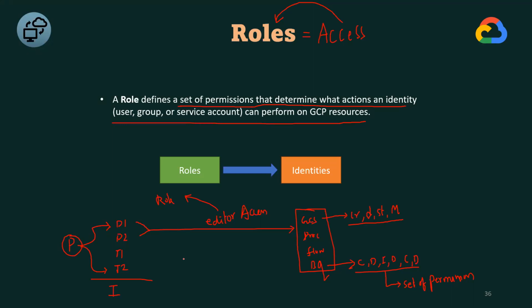BigQuery editor role, BigQuery viewer role, because the testers don't need it; it is not only one accessor. For GCS, one role will be there. Dataproc, one role will be there. Dataflow, one role will be there. BigQuery, one role will be there.